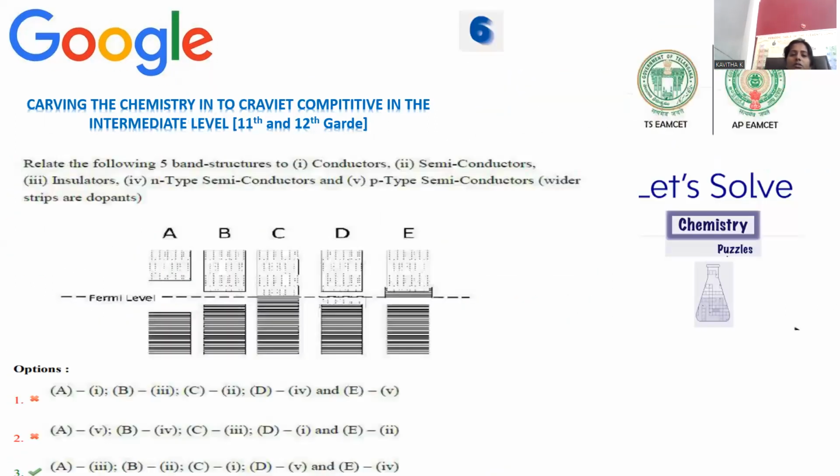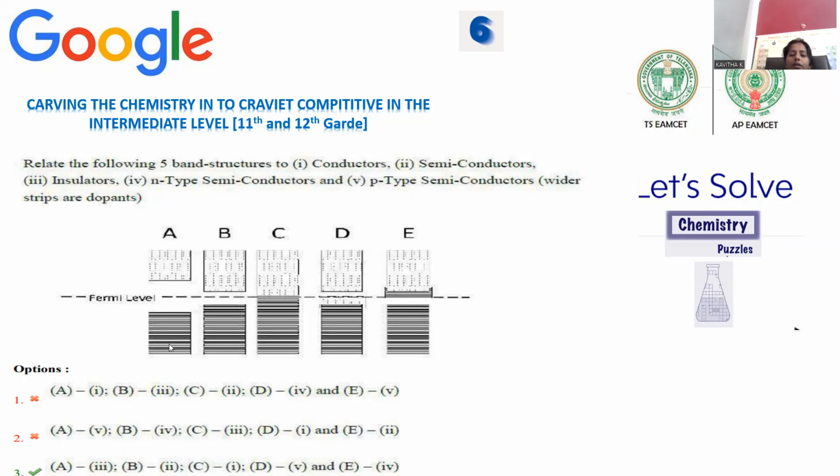Move on to question number 6. This will be the last question of the session, and it is about the nature of compounds with respect to the conduction property. It is an electrochemistry question, we can say. Relate the following 5 band structures with the conductors, semiconductors, insulators, N-type semiconductors, and P-type semiconductors. Wider strips, if present, are called dopants. So these many components are provided, and we need to identify what is what.